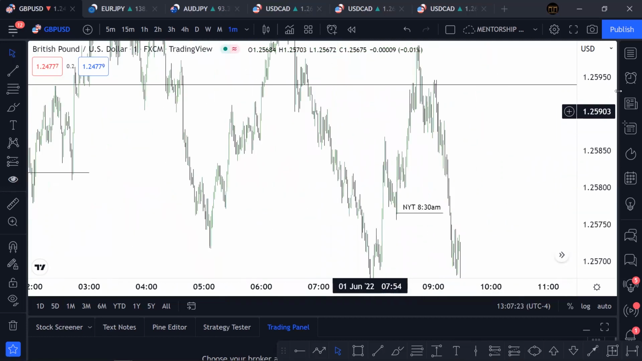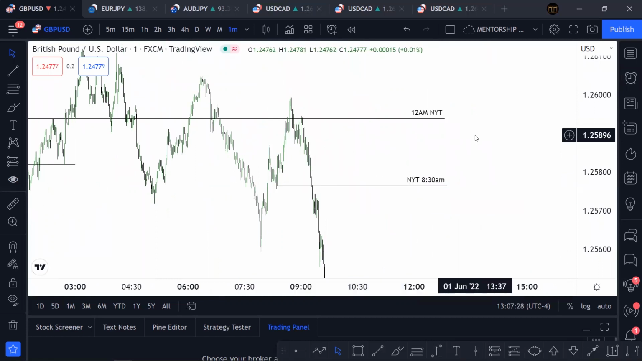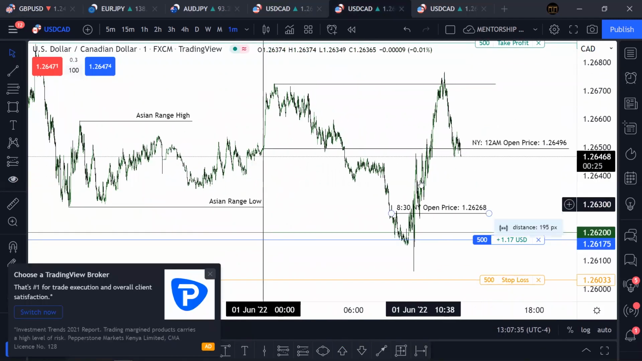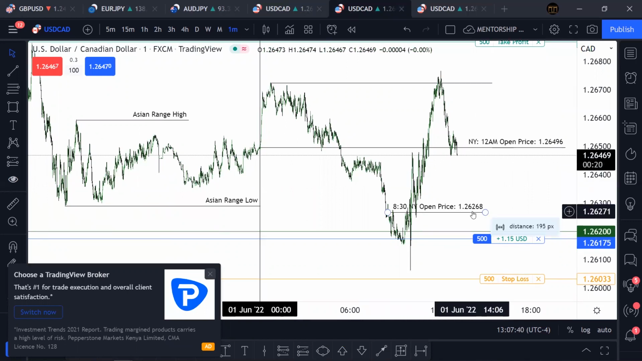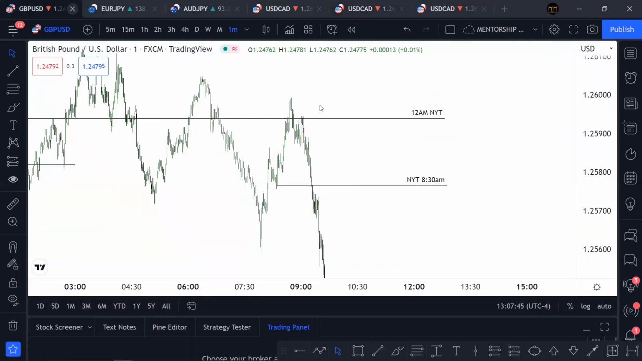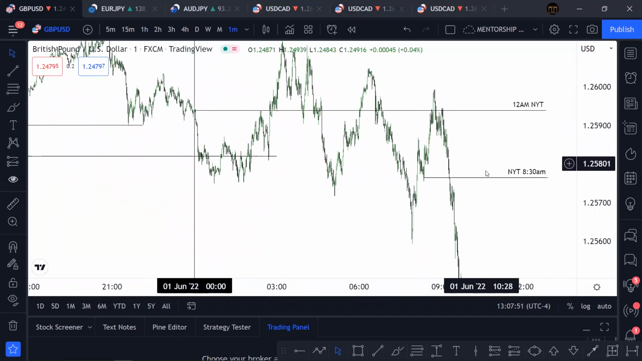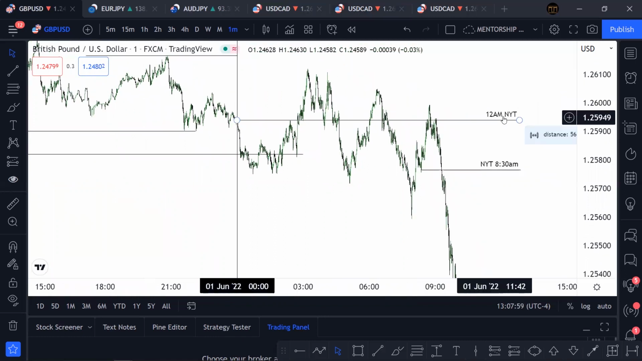Where is your entry? Your entry is still like what we had here. Price is below the New York open price and the New York midnight price, we are buying. And here, price rallies above the midnight open price, we are selling. As soon as price runs above the midnight open price, we are selling here.